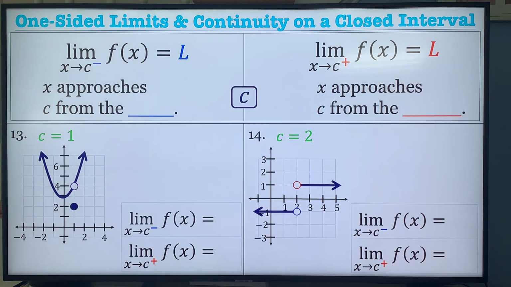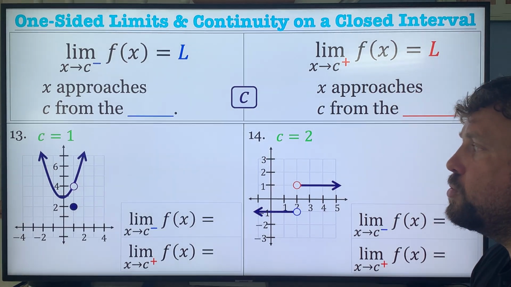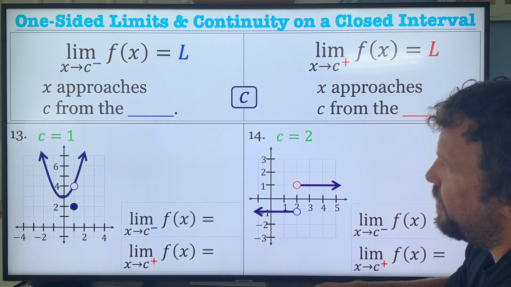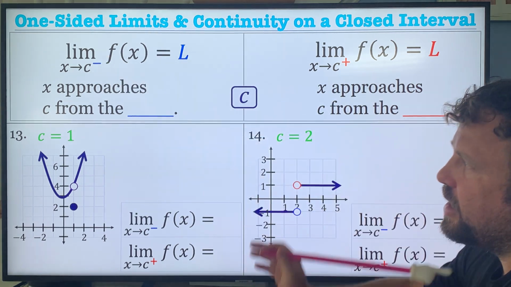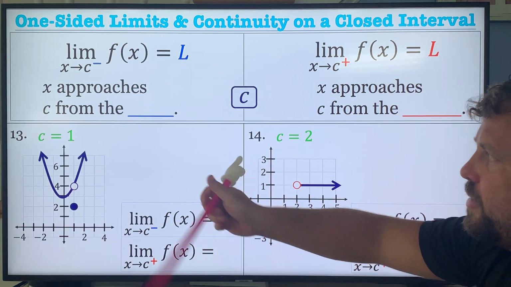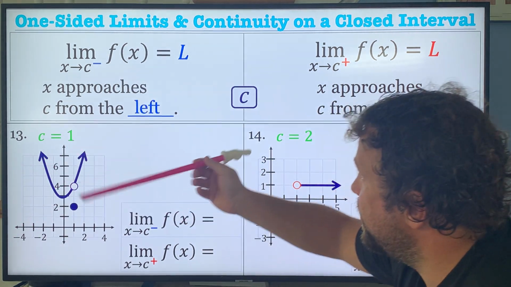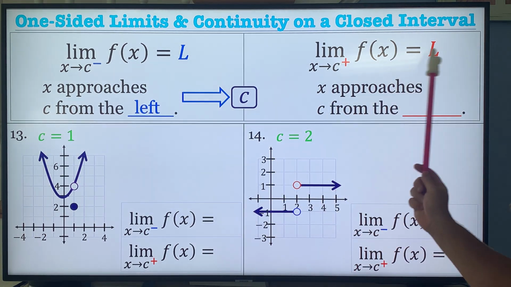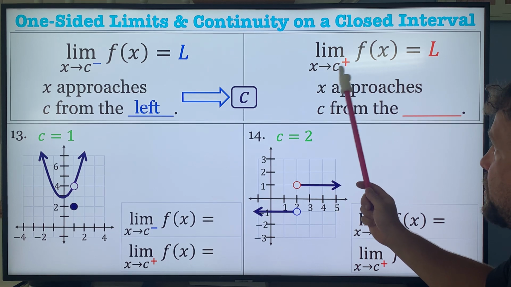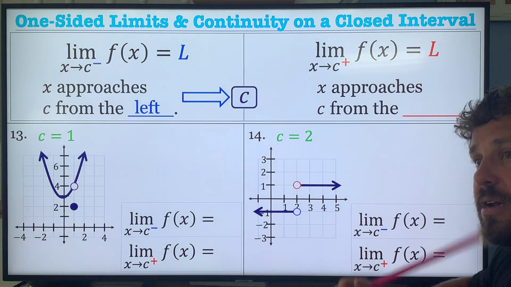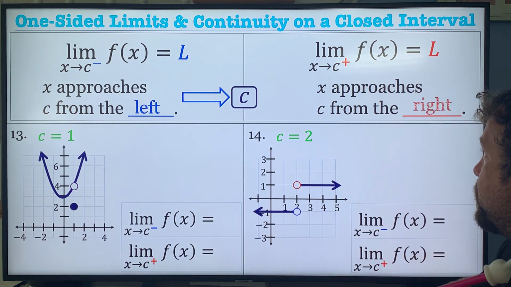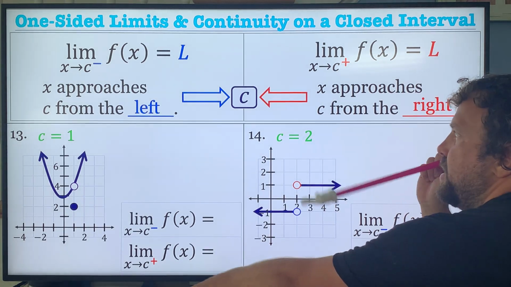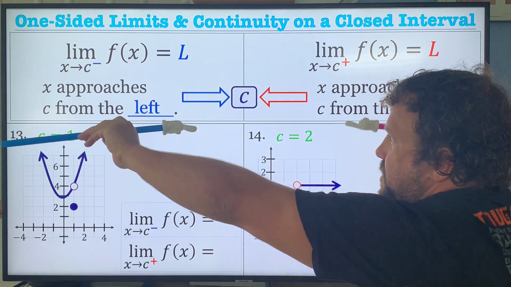Let's go on. One-sided limits and continuity on a closed interval. The limit of f of x as x approaches c from the negative side: when you approach from the negative side, you approach from the left. So if this is c, I'm approaching it from the left. The limit of f of x as x approaches c from the positive side is approaching from the right. That's when you're coming towards it. So c negative, c positive.